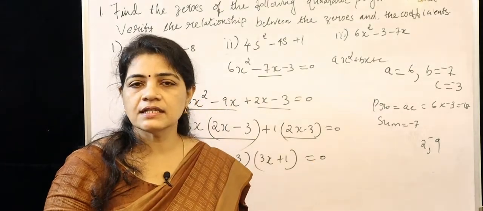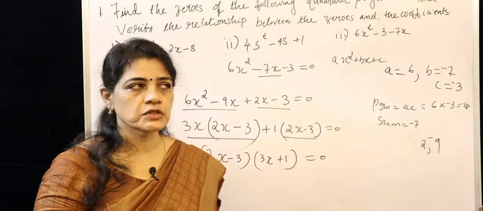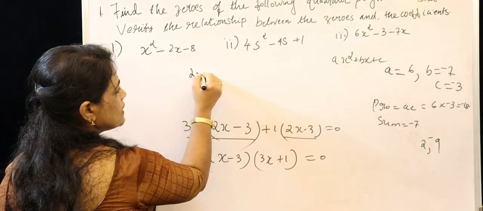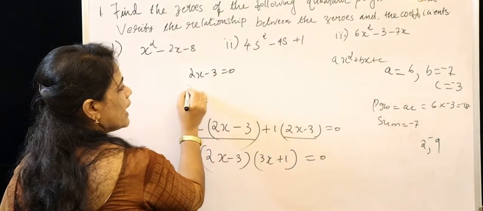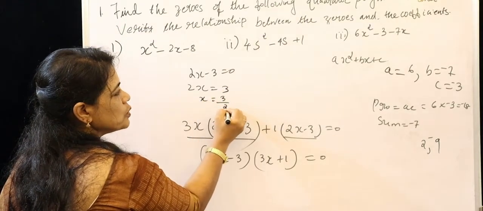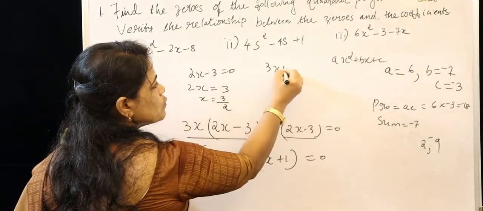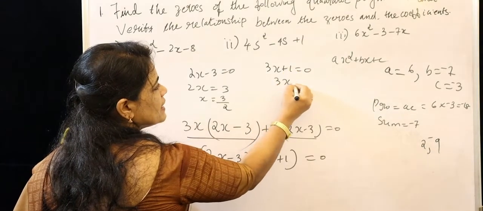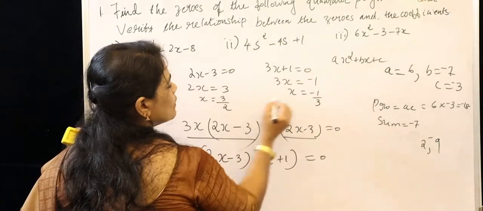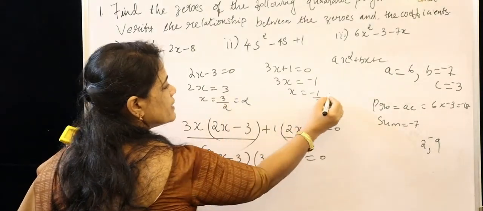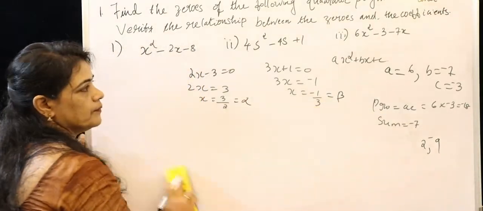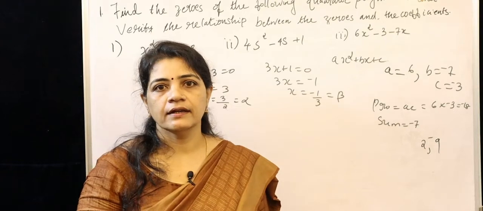Okay, so in the next step, children, we can equate each factor to 0. That is, 2x minus 3 equated to 0, and from this 2x can be equated to 3 and x will be 3 by 2. Here 3x plus 1 equal to 0, and 3x is equal to minus 1, x is equal to minus 1 by 3. Okay, so 3 by 2 is alpha and let beta be minus 1 by 3. Point is clear, children? Okay.